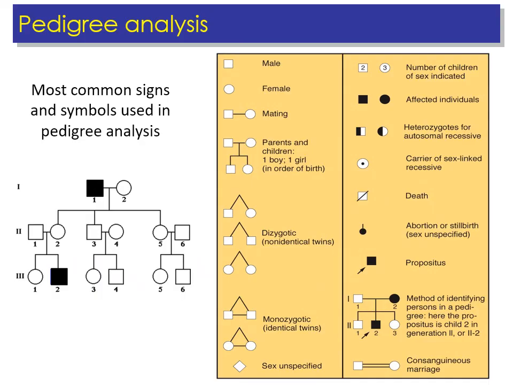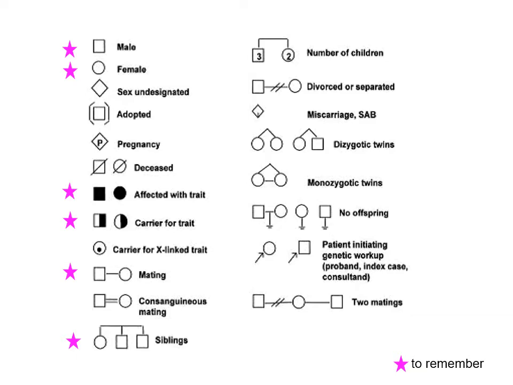Pedigree chart is another method for performing the genetic analysis. The diagram here shows the signs and symbols used in pedigree analysis. The most common symbols to use in a pedigree chart are the symbols for male, female, affected, carrier, mating, and siblings. Please remember that.